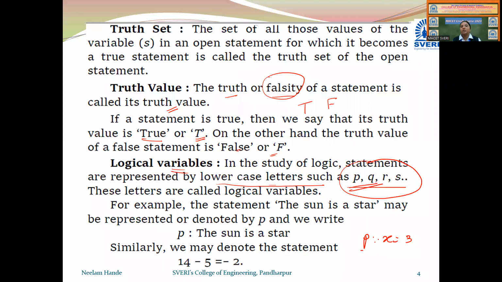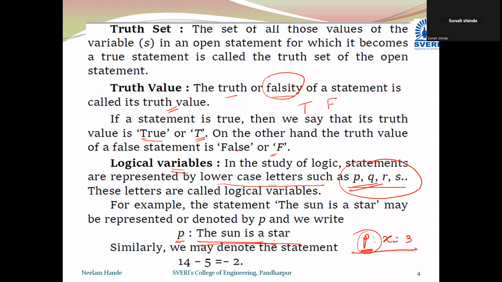This is called the notation. How do we write this statement? And this P is called a logical variable, like it is given here. P is the statement, the sun is a star. So the sun is a star. Can you tell me whether the statement is true or false? True. The sun is a star, right? That statement is true.